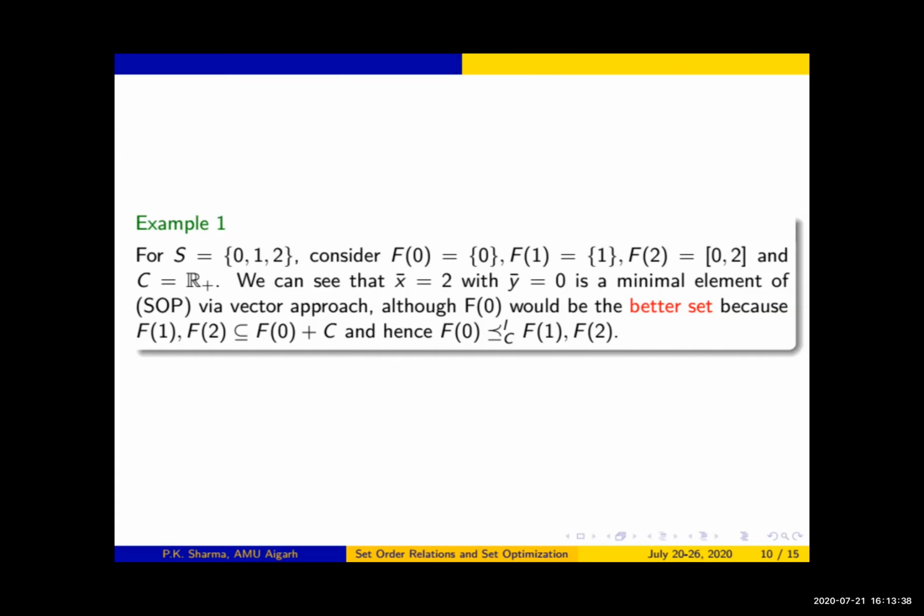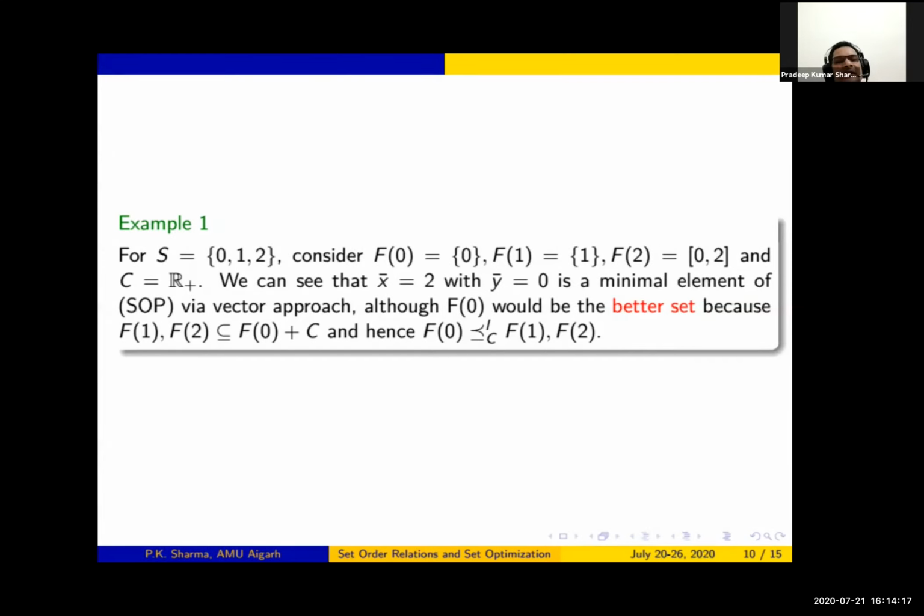But we can see that the image of f at 0 is better than the image of f at 1 and the image of f at 2. That is, f of 0 is related by the lower set less order relation to f of 1 and f of 2. So we can see that in the vector approach 2 is a minimal solution, but according to the set approach 0 is the minimal solution. So the optimal solution considered by the set approach is better than the solution concept considered by the vector approach.